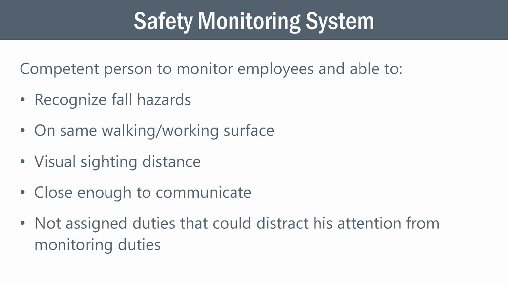Notice the wording, it talks about having a competent person to monitor employees to be able to recognize what the fall hazards are. That person has to be on that same working surface as the people he's protecting, within visual sighting distance and close enough to communicate with them as needed, and not assigned any other duties that may require that person to be distracted. Okay? That's super important.